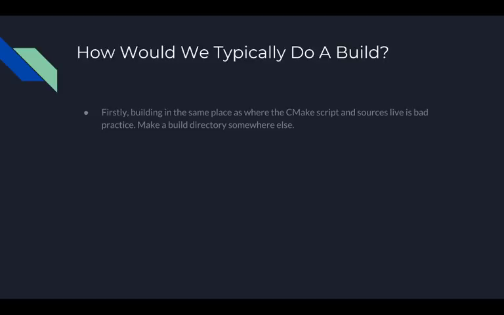So how would we typically do a build given an actual script? So firstly, building in the same place where the script's sources live is not good. I think I mentioned this when someone asked earlier. Make your build directory somewhere else. The nice thing about CMake is it doesn't care where you build it. It just needs to be told where the sources live, and it generates everything out of tree.